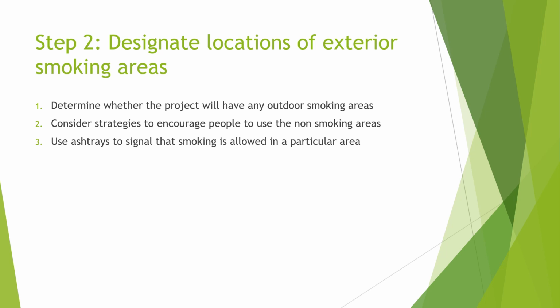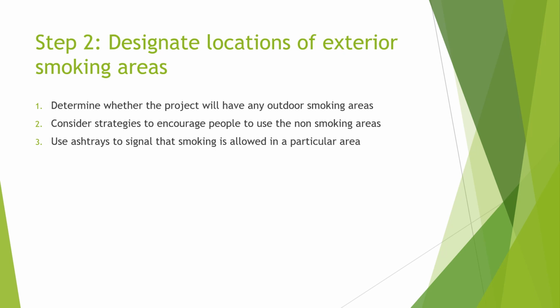Step 2 of this is to designate locations for exterior smoking areas. In order to do this, you will need to determine whether the project will have a designated outdoor smoking area. And an area such as this should be located at least 25 feet from smoke-free areas, based on the information gathered from step 1. The 25-foot distance is a straight line calculation, just for reference.